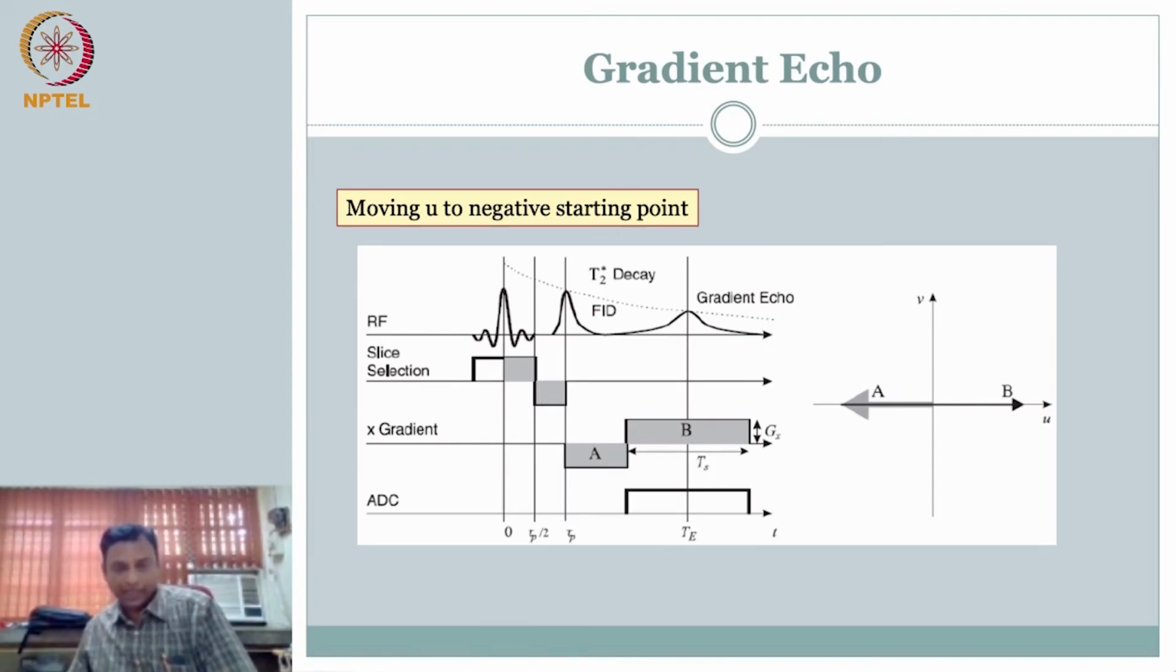So I am starting to read the signal from here, left to right. I have moved here, I am reading from left to right. I am not reading while A is on. I am reading only with B. So I moved it to the left, so when I start to acquire the data now, the data will start from the negative U axis and go all the way up to the positive U axis with gamma Gx Ts as the maximum frequency, right? Fantastic. So now the question is, how do you move in this direction?